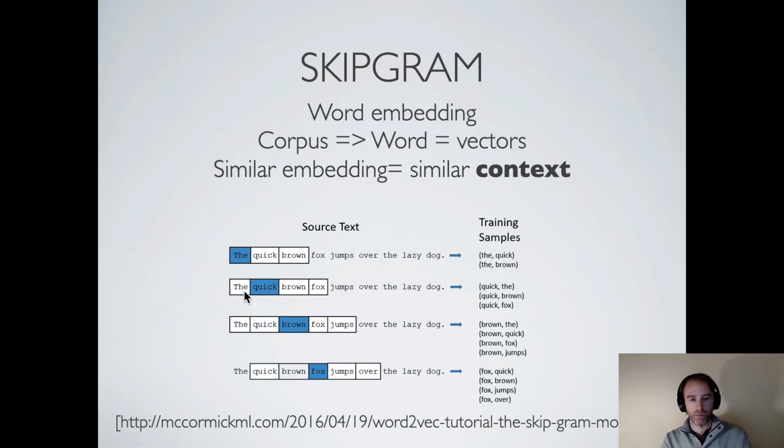And I move to the next word. Here I have "quick", and the context of "quick" is "the", or "brown", or "fox", and so on and so forth. I continue. "Brown" has as context these four words, and so on. I will do this for all the words of all the sentences of a given corpus. Obviously, in machine learning, people take very large corpora, like all of Wikipedia, and they make this extremely long list of training samples.